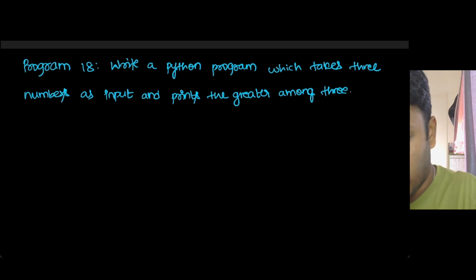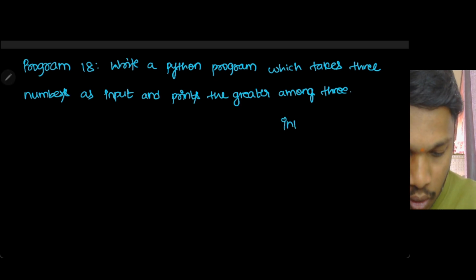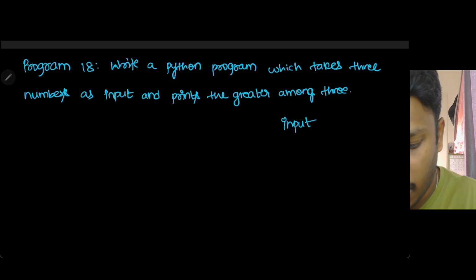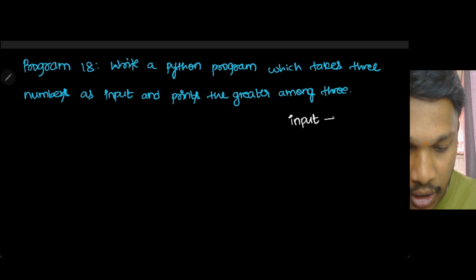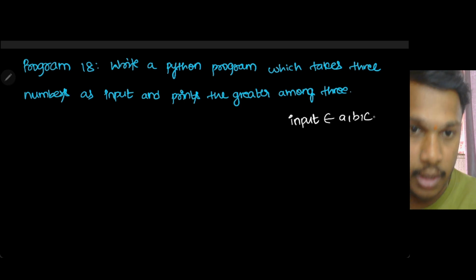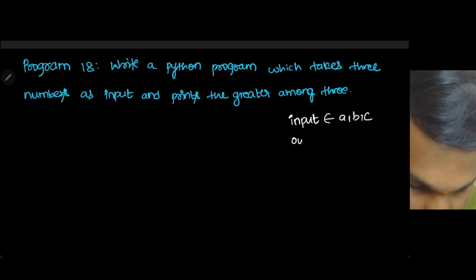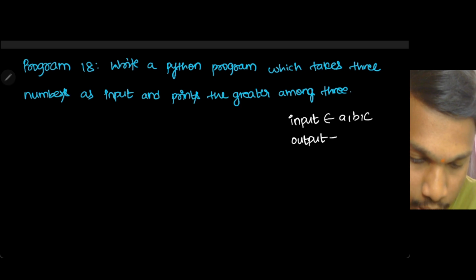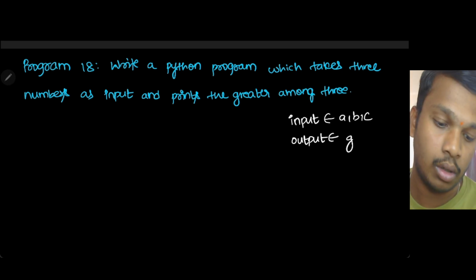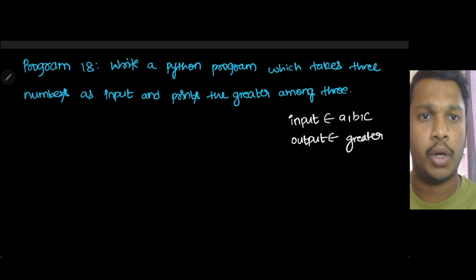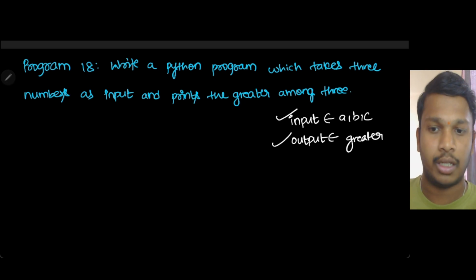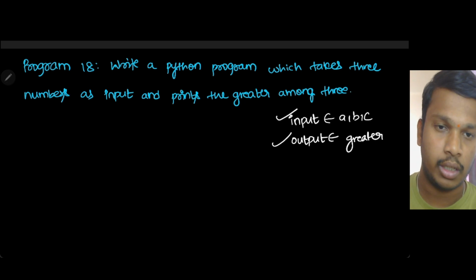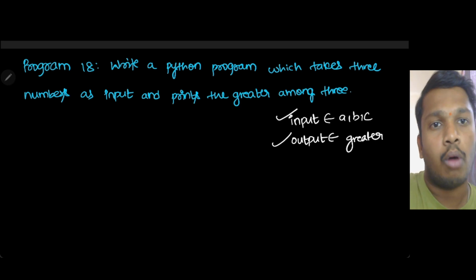First, what is the input? Whenever you get a question, please write what is the input and what is the output. This will give clarity. Input is three values A, B, C. And what is the output? Output is the greater value. Greater value means only one value will be the output. This is the input and this is the output. This is our question. Am I right?